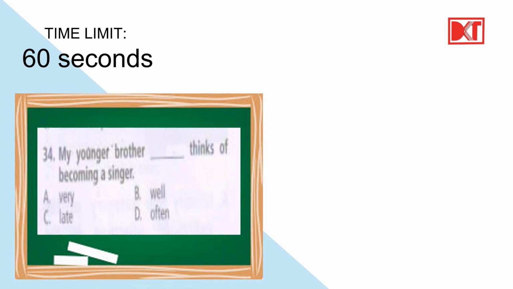My younger brother dash thinks of becoming a singer. A, very. B, well. C, late. Or D, often. My younger brother, D, often thinks. This is the adverb of frequency answering the question of how often. So, my younger brother often thinks. Here the answer is D, often.